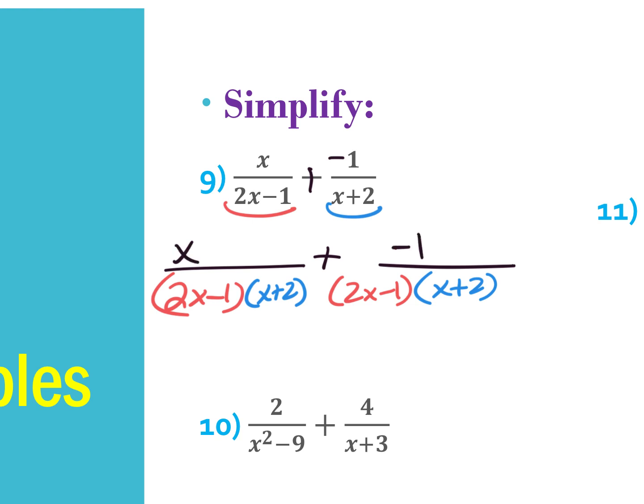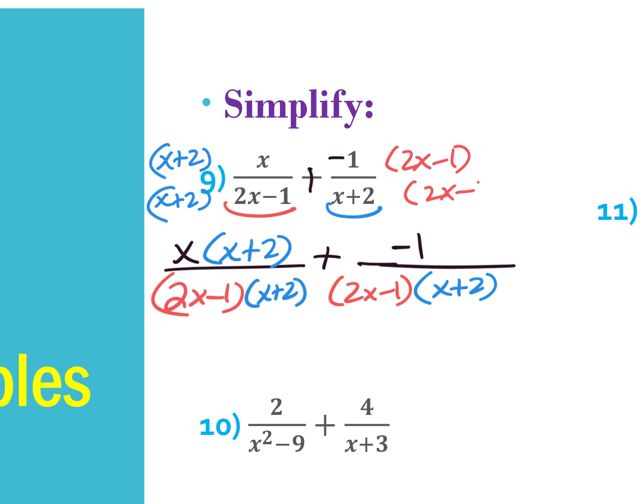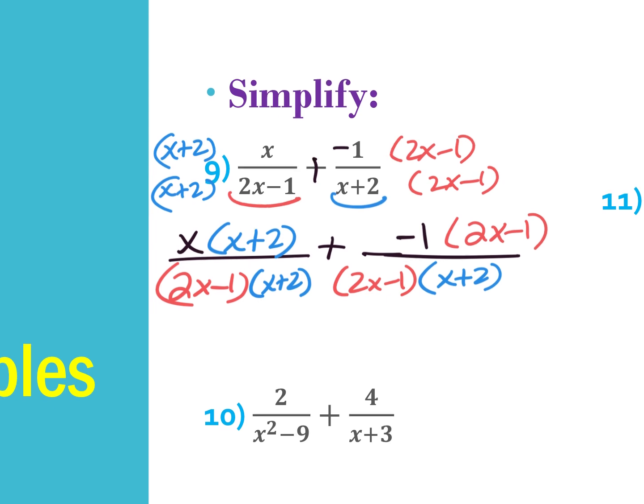All right, so now the first fraction, notice it's got the red one, it needs the blue one. So I need to multiply the top and the bottom by x plus 2. The second fraction is missing the 2x minus 1. I need to distribute that -1 in there. So let me go ahead and just write it here for now. So now remember, do not cancel. Distribute, combine like terms first.